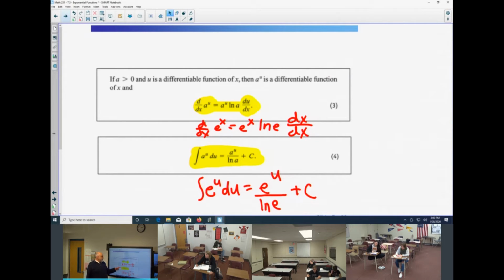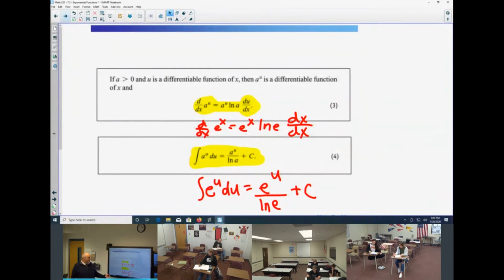This is the integral equivalent. So the integral of a to the u du is a to the u divided by the natural log of a plus c. So with the derivative, you multiply by the natural log of the base. For the integral, you divide by the natural log of the base. So again, the integral of e to the u du, you could say, well, that's going to be e to the u divided by the natural log of the base plus c. Well, the natural log of e is 1, so you just get e to the u.